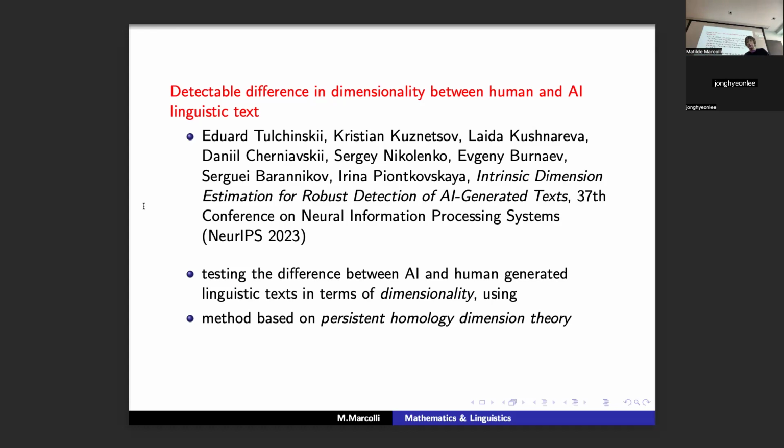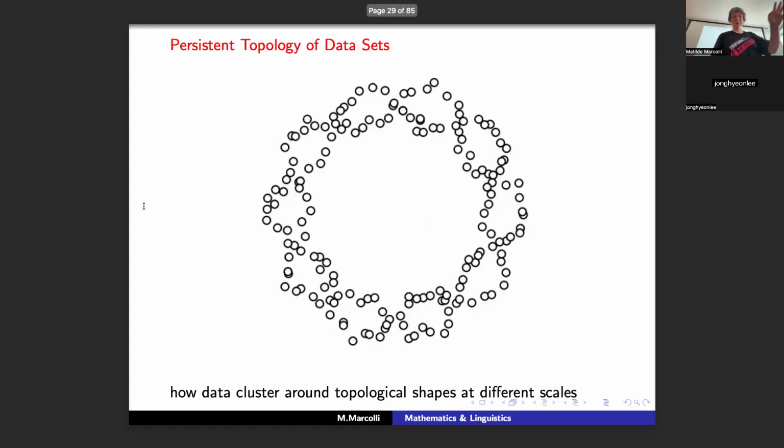This was applied to some specific language models, which I'll mention in a moment. But the idea was to use a kind of dimensionality counting. And there are various ways of doing dimension counting, and this one was based on persistent homology dimension. And so I think you're going to say something more about that. So we'll give some details in his presentation.